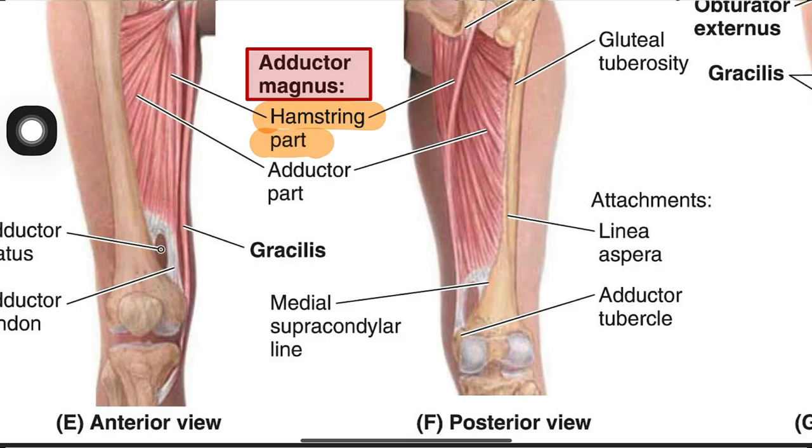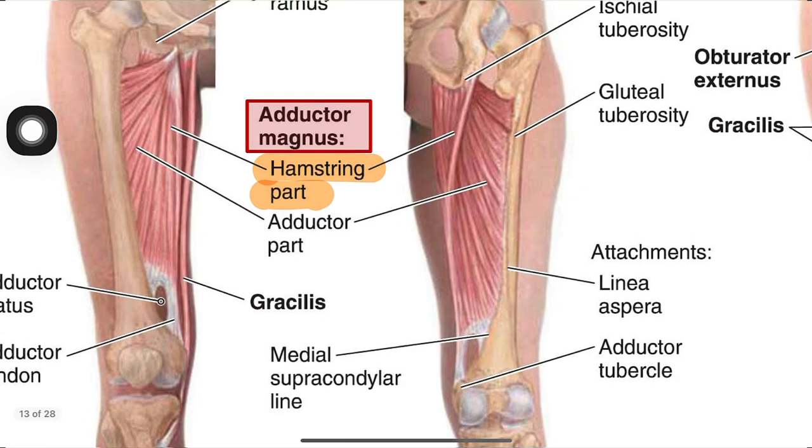So the hamstring part is a small part. The adductor part is the major part. But why do I need to highlight this? Because adductor magnus is a muscle that actually receives dual, D-U-A-L, dual nerve supply.